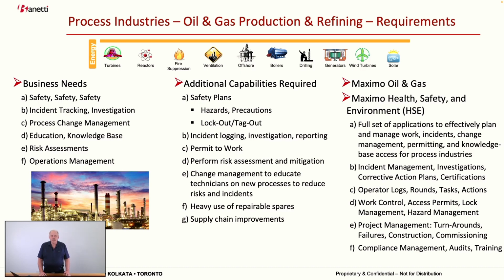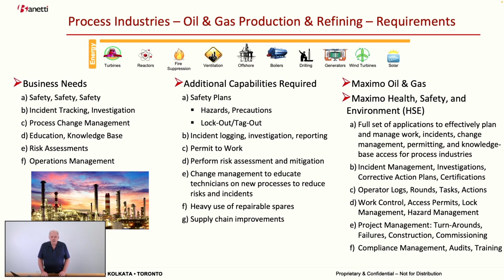All that needs to be captured. We need to be able to do risk assessments and capture documentation on those risks and keep track of what the actual operations are within an environment. So a safety plan consists of a list of all of the hazards that have been identified, the precautions that need to be taken for each of those hazards, and many times what we call lockout tagout procedures.